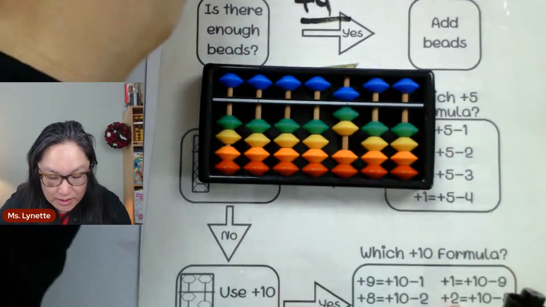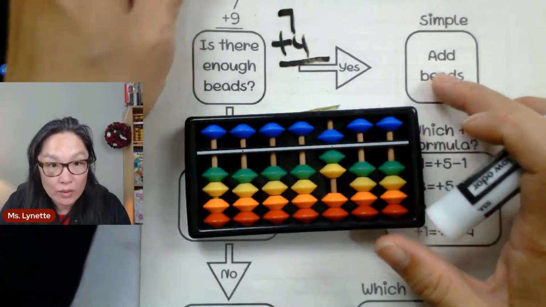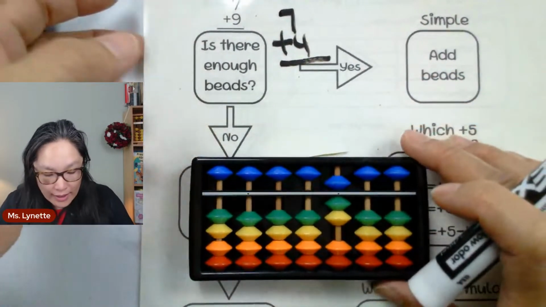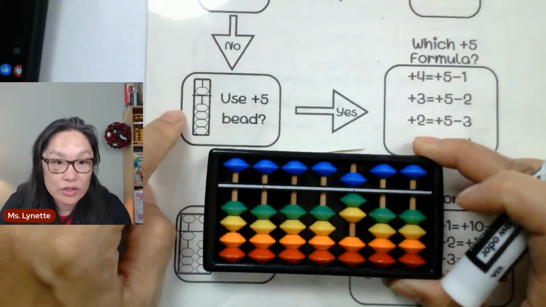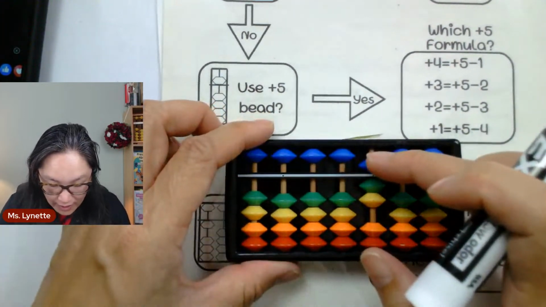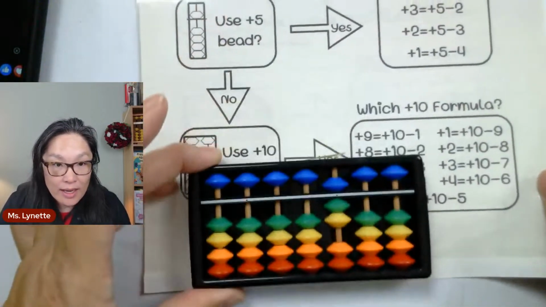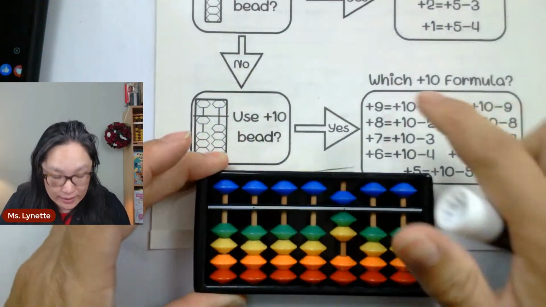But then the question is, do I have enough beads? No, I don't have enough beads. So what I do is I go down and figure out my next one: do I have enough beads to add the 5? No, I don't have enough beads. Why? Because I'm utilizing the 5. So what's going to happen is I keep going and I say, do I have enough beads to add the 10?